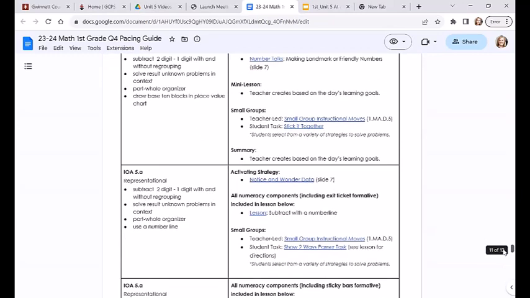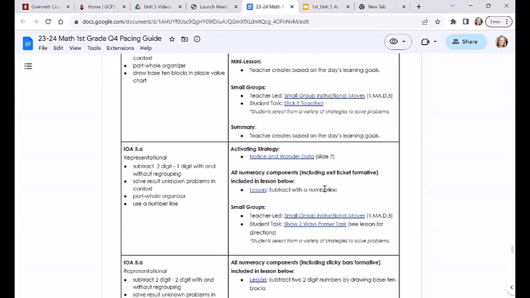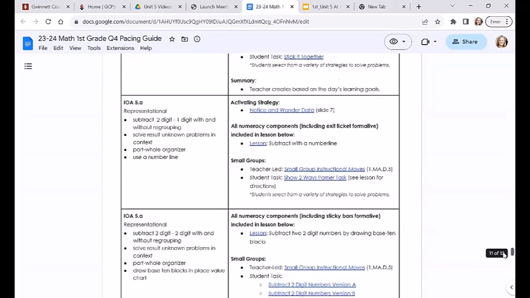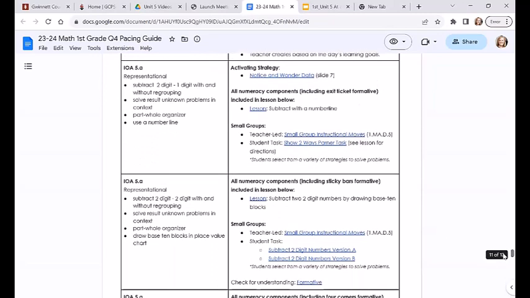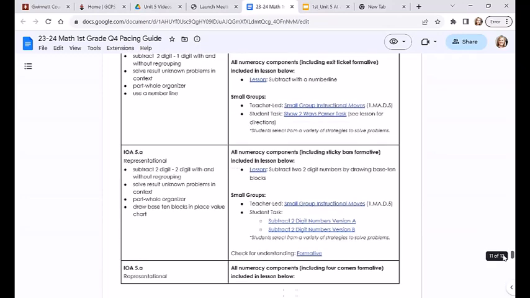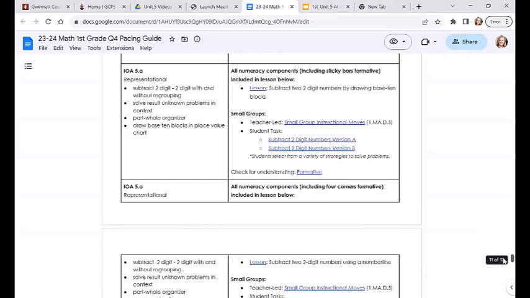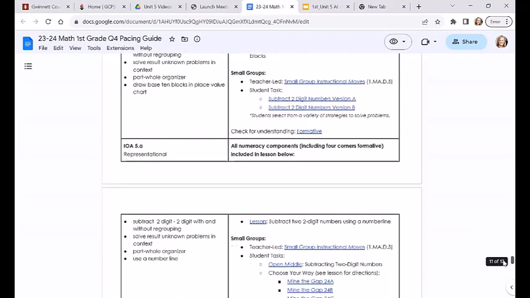The next day, we are going to expose them to another strategy. They can subtract 2-digit minus 1-digit on a number line. And then 2-digit minus 2-digit with and without regrouping, drawing those base 10 blocks using your place value chart. Again, you continue to see the part whole organizer. And these story problems are going to continue to be result unknown.